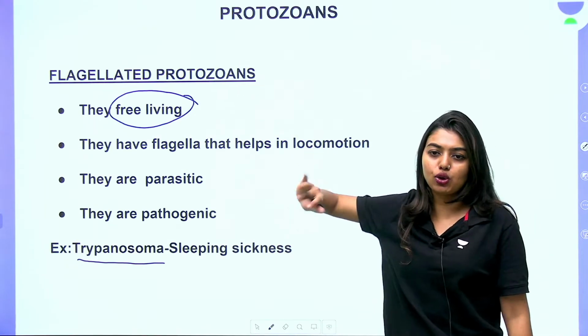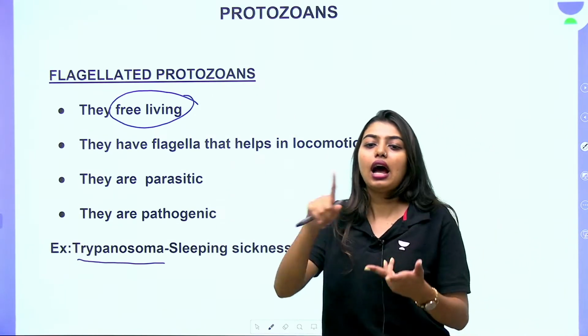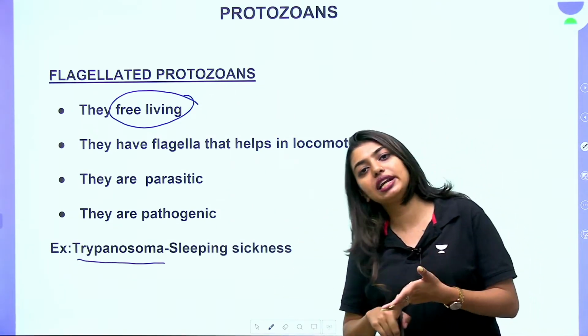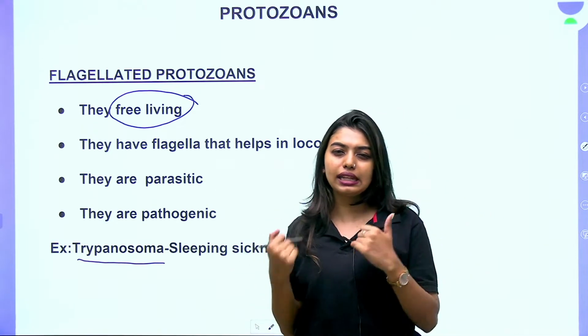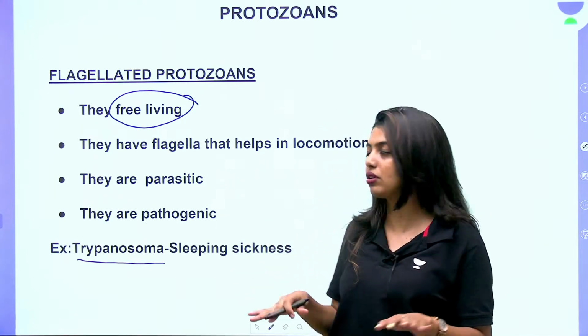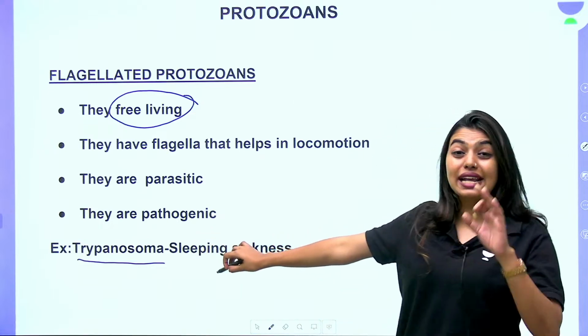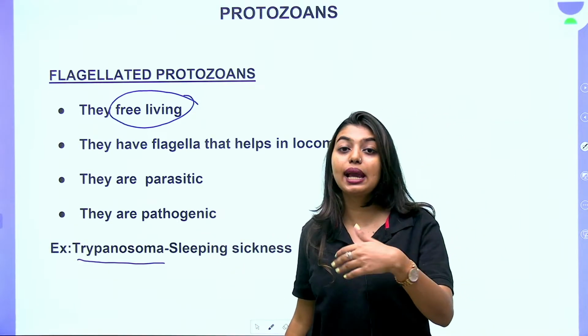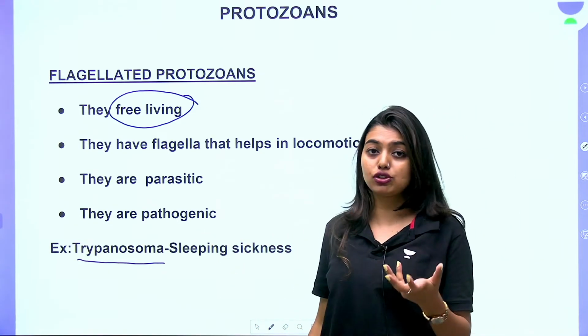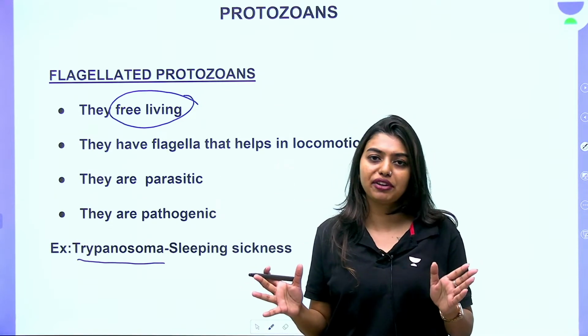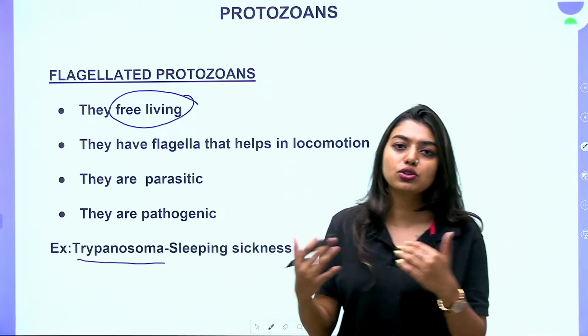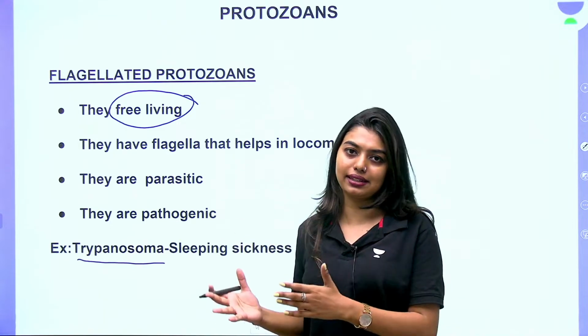From the name itself you know: ciliated had cilia, amoeboid had pseudopodia, flagellated will have flagella. Easy, no? With the names itself, half of it is figured out. Got it? Now, the example is important. They are very pathogenic. They can cause maximum infections in humans. So, Trypanosoma causes sleeping sickness.